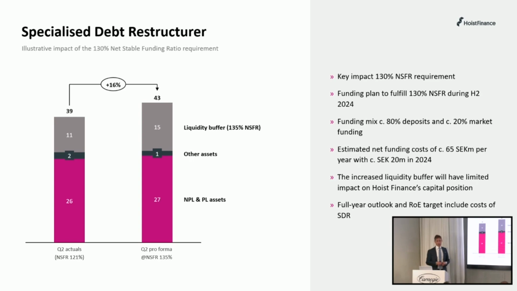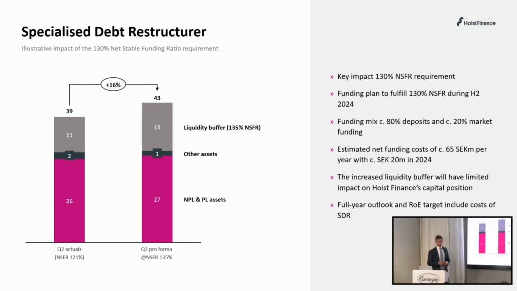And as I mentioned, we're in the market starting now for a senior unsecured bond or two bonds. The way we see it, we will have, give or take, 80% deposits that will fulfill this new criteria for us, and then 20% market funding. Of all the alternatives long term, this is by far the most attractive. If you take a non-backstop world and compare it, this would add more or less 65 million per year, and then 20 in 2024. That's a very small part of our overall funding costs. So it is a really efficient way to deal with this and becoming an SDR.